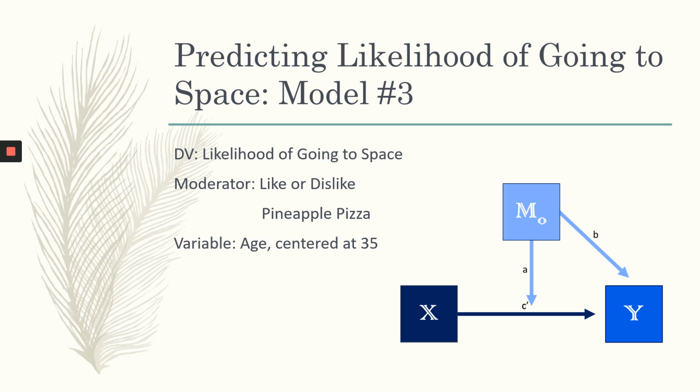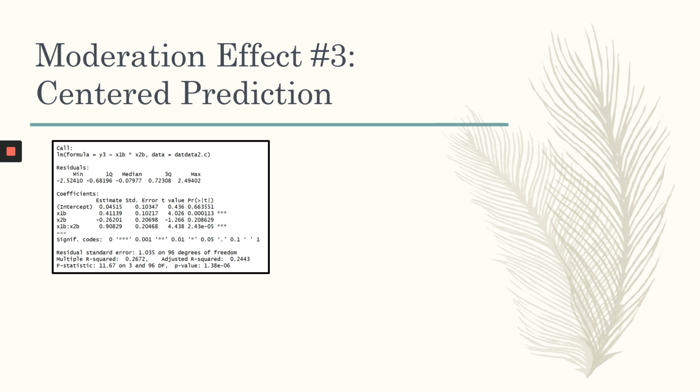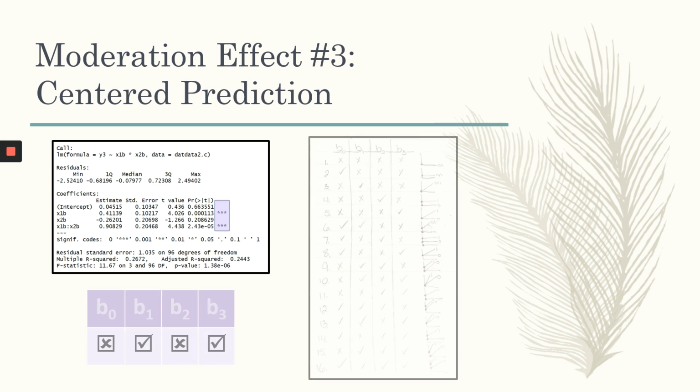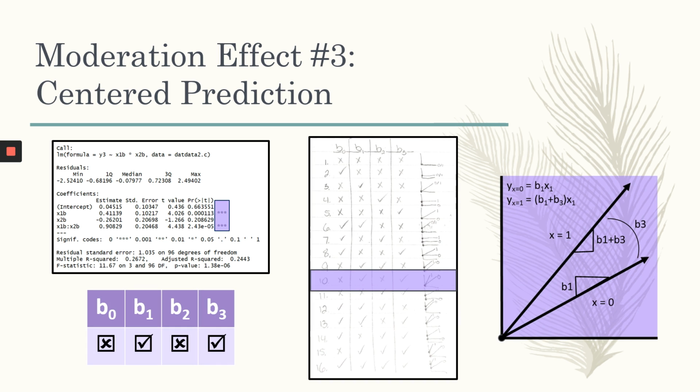Moving into our final moderation model, we will be looking at how your age and pineapple pizza preference predict your likelihood of space travel. As you can see by our correlation chart, there is low multicollinearity between our predictor variables, but unfortunately weak relationships with likelihood of space travel. Uncentered data, which pass the Gauss-Markov assumptions, are pictured here. Based on our significance levels, highlighted in purple, we expect to see a similar plot to number 10, pictured here.